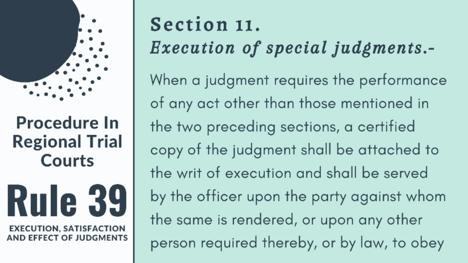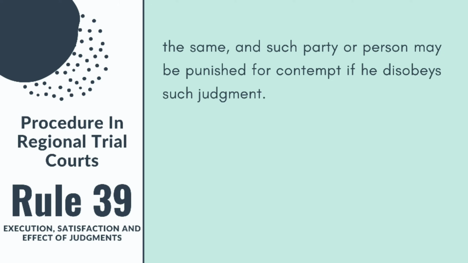Section 11. Execution of special judgments. When a judgment requires the performance of any act, other than those mentioned in the 2 preceding sections, a certified copy of the judgment shall be attached to the writ of execution, and shall be served by the officer upon the party against whom the same is rendered, or upon any other person required thereby, or by law, to obey the same, and such party or person may be punished for contempt if he disobeys such judgment.